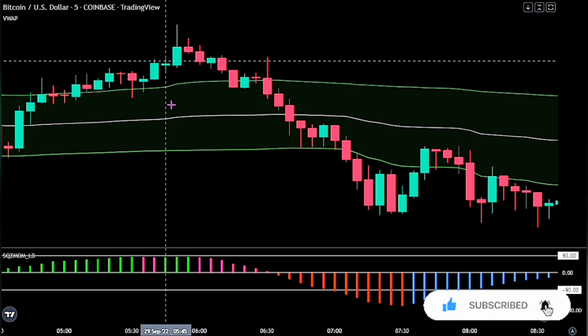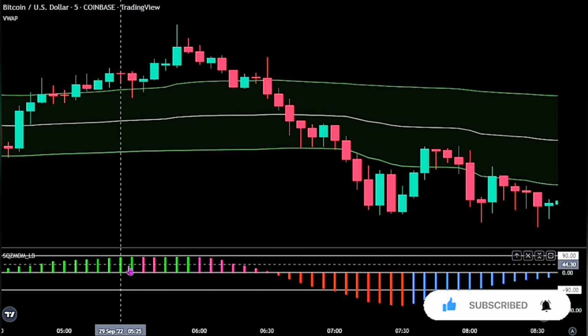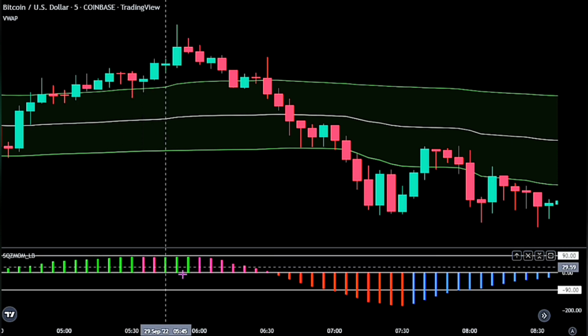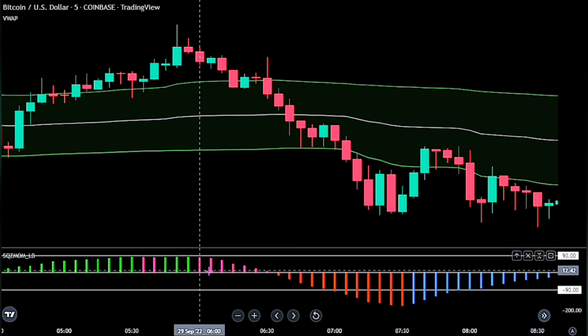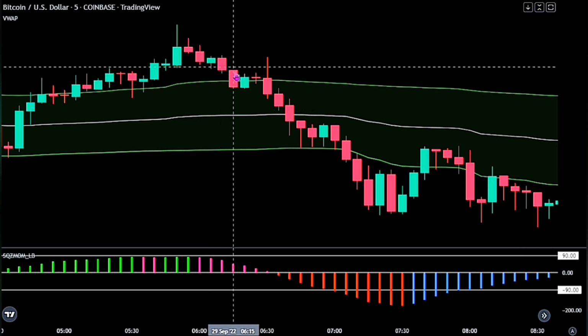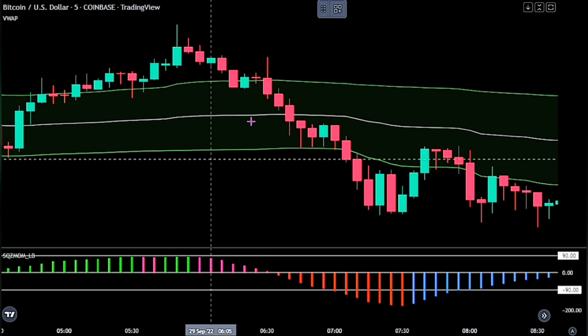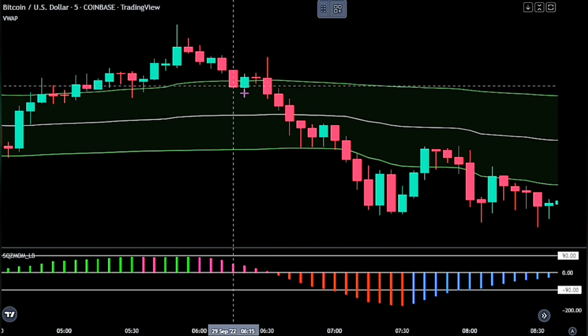Then we need to make sure our squeeze momentum is above the zero line, without closing above the 90 band line. Then we would trail our entry when we have the pink histogram on the squeeze, but price has to close below this upper band line on the Vwap, before we go ahead and place a sell stop order at the bottom of the trigger candlestick.